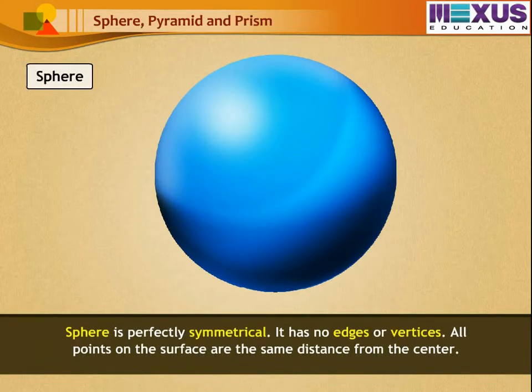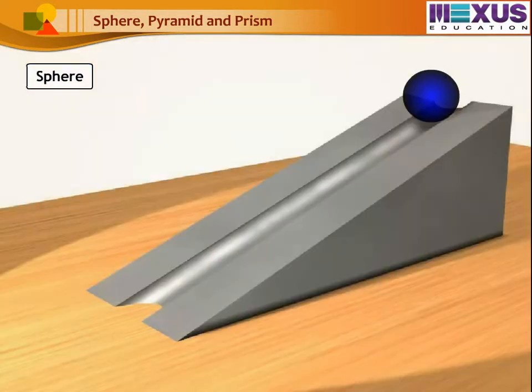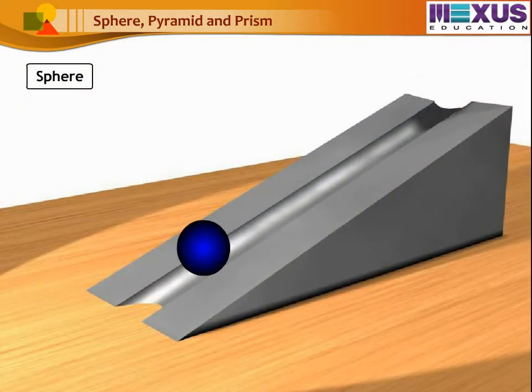Sphere is perfectly symmetrical. It has no edges or vertices, corners. All points on the surface are the same distance from the center. Hence, it can roll freely on any sides.